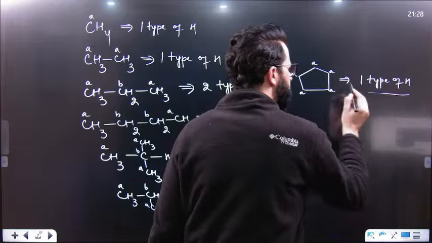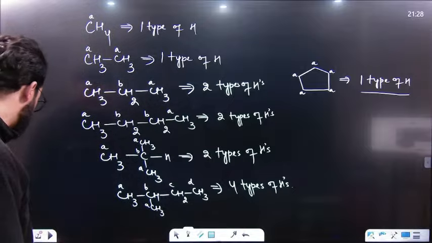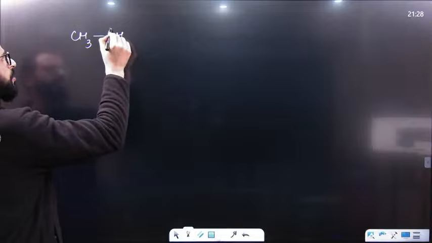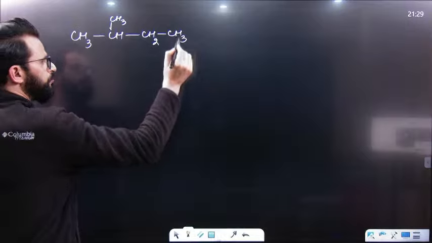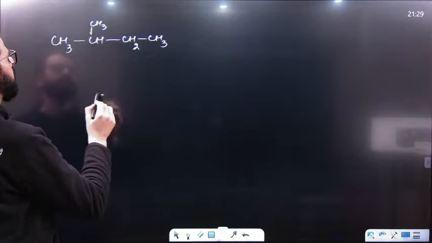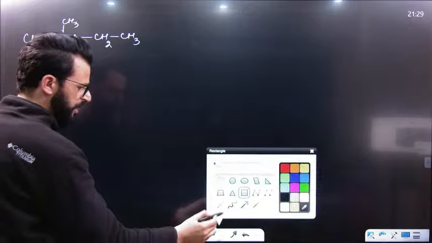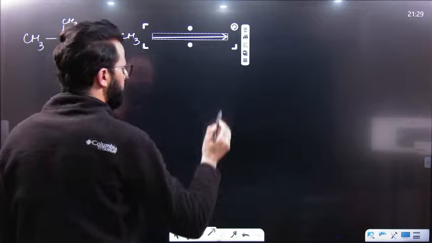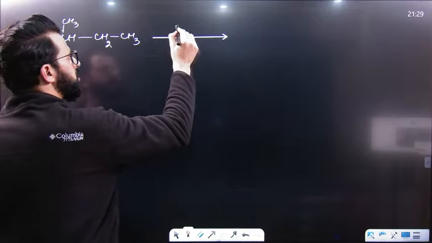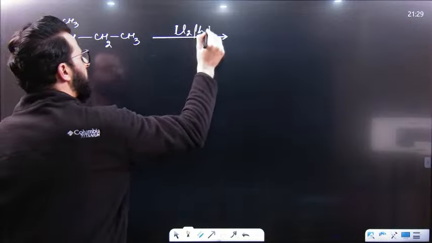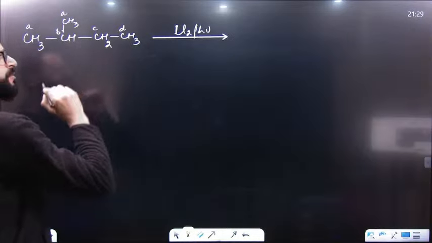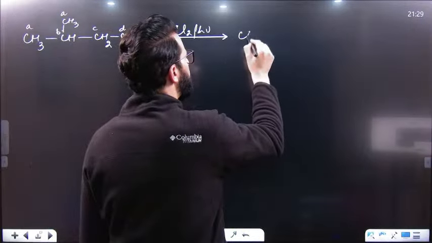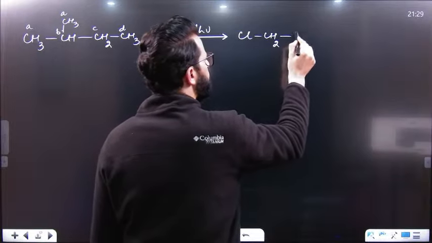So first of all, you must know how many different types of hydrogens are there. After that, suppose this is the question: how many monochloro derivatives will be obtained now? We know this is having 4 different types of hydrogens, like this is A type, this is A type, this is type B, this is type C, this is type D. Then remember, we will be having 4 different monochloro derivatives like this.